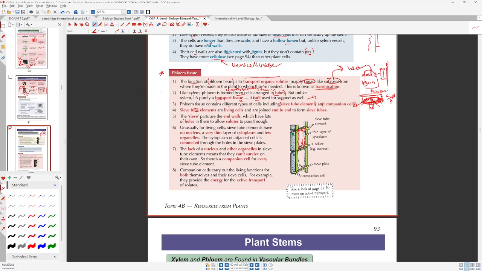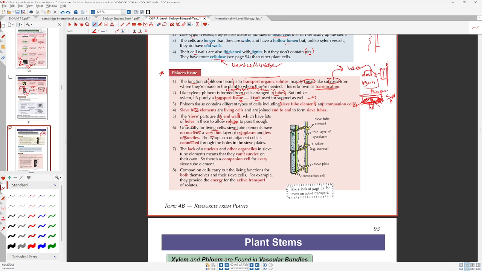So these are living cells over here, and they join end to end to form a sieve tube. And these sieve plates are just the end walls, which have holes or sieves, allowing the solutes to pass through. And unusually for living cells, sieve tube elements have no nucleus, a very thin layer of cytoplasm, and few organelles. So this bluish area is actually going to be your sieve element. It's a living cell, and it has nothing except for cytoplasm.